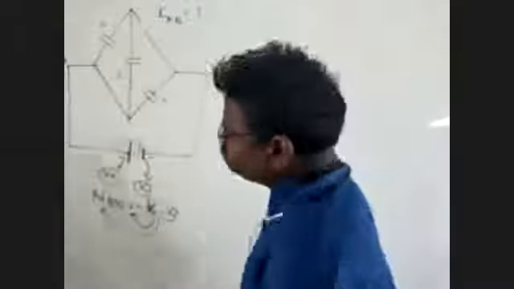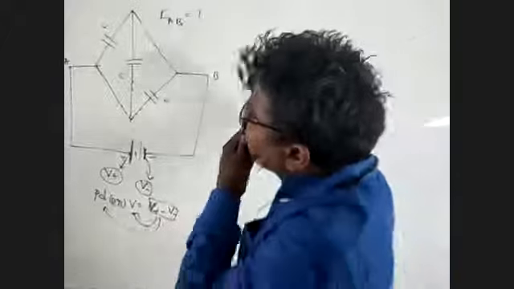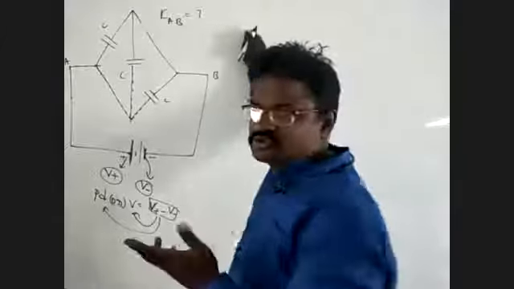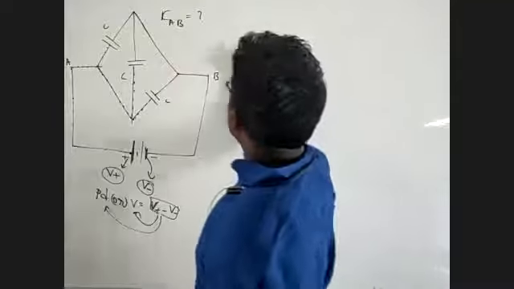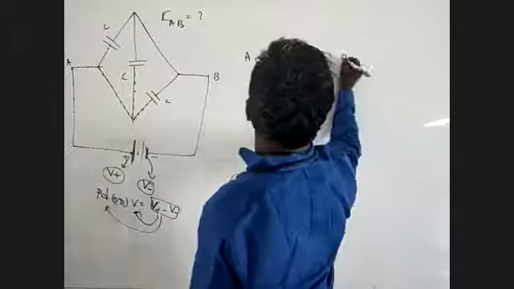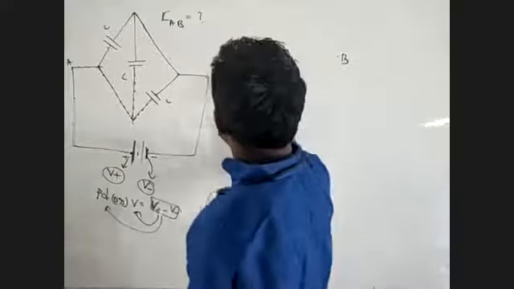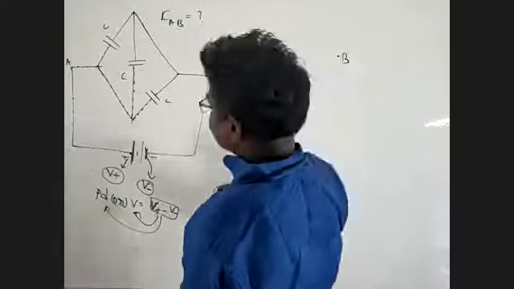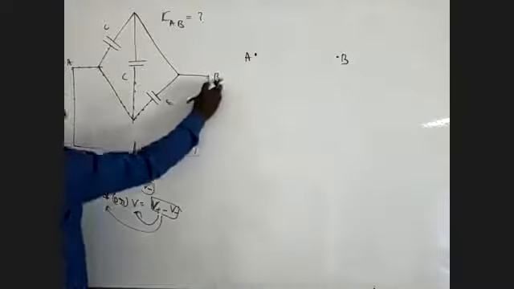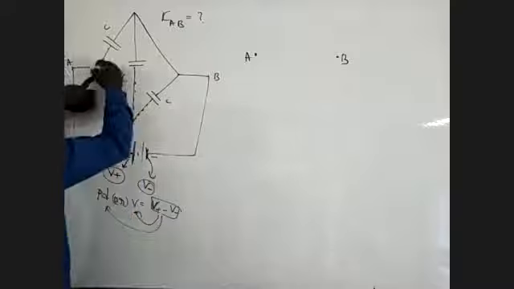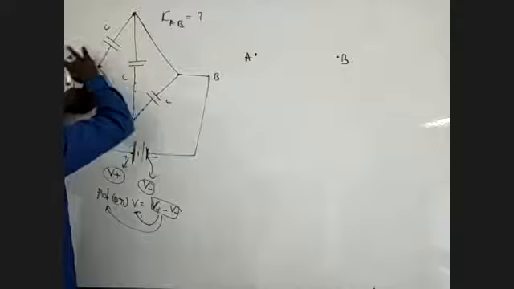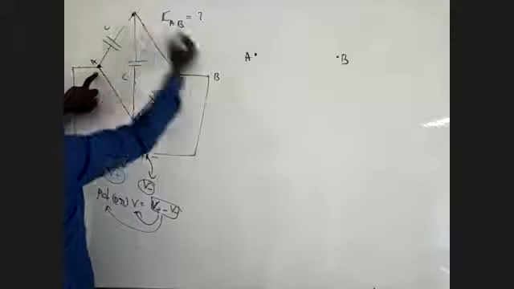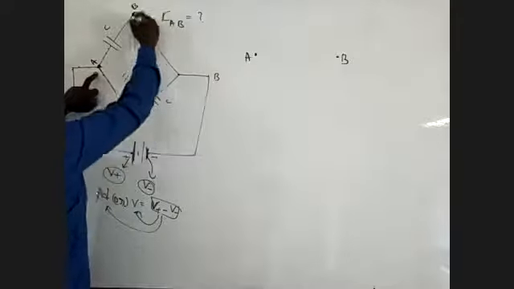So how can you find the answer for this question? This is point A. This is point B. A point, B point. I am taking A as high potential and B as low potential. At this point, A potential. At this point, this is low potential. At this point also, low potential.